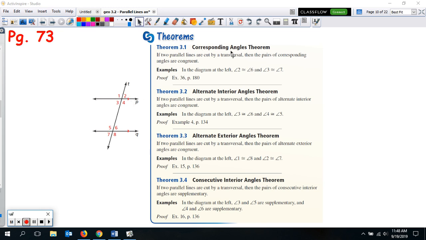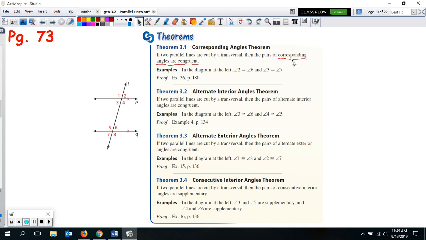Corresponding angles, remember, are the ones that are on the same corner but different intersections. These are like two intersections out on the streets, and 1 and 5 is the same corner but different intersections. 2 and 6 are corresponding. 3, 7, 4, 8. Those are your corresponding. There are 4 pairs of those on this one. And so what we can say here is the corresponding angles are always congruent.